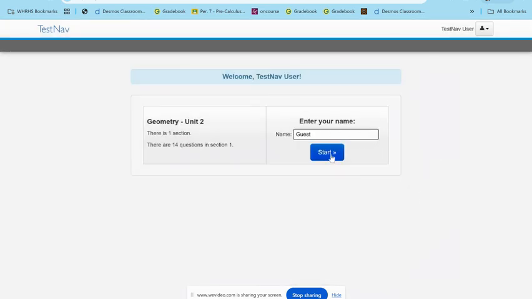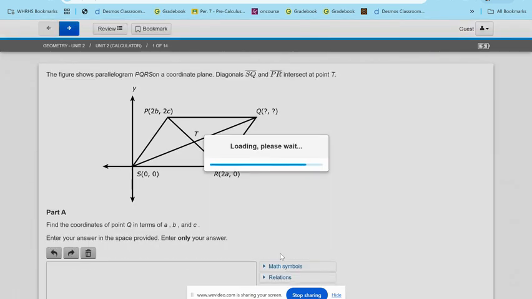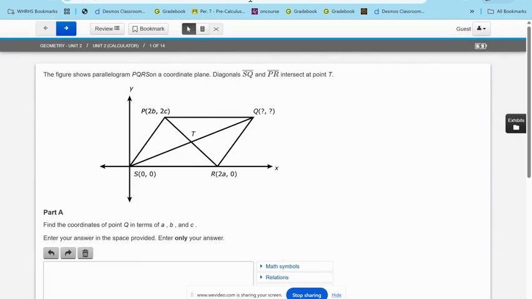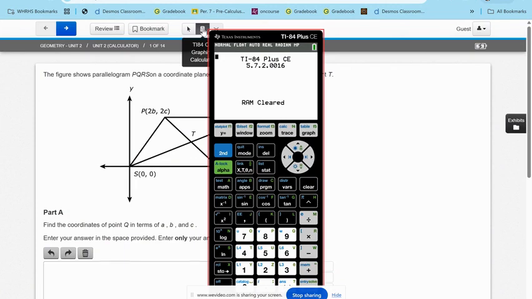You don't have to enter your name. We could start as guest. Start again. I just want to show you a couple of things on here. First thing I want to show you is the calculator. So in the calculator section, there is the TI-84 graphing calculator.